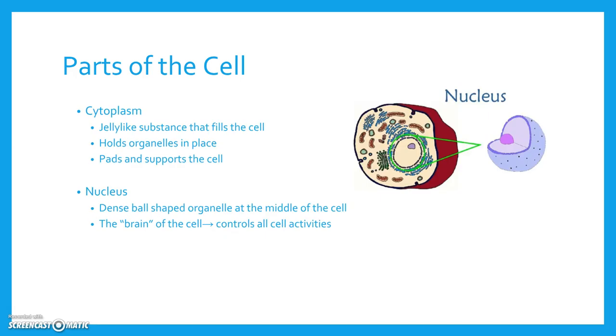Cytoplasm is another part. This is basically a jelly-like substance that fills the cell. It holds all the organelles in place, and it supports the cell just like the cell wall does. Then there's the nucleus. The nucleus is basically the brain of the cell. It controls everything the cell does. It's a ball-shaped organelle, usually in the middle of the cell. Sometimes it isn't. We're going to look at those under the microscope. If you saw the dots in class today, those were probably the nuclei of each cell.